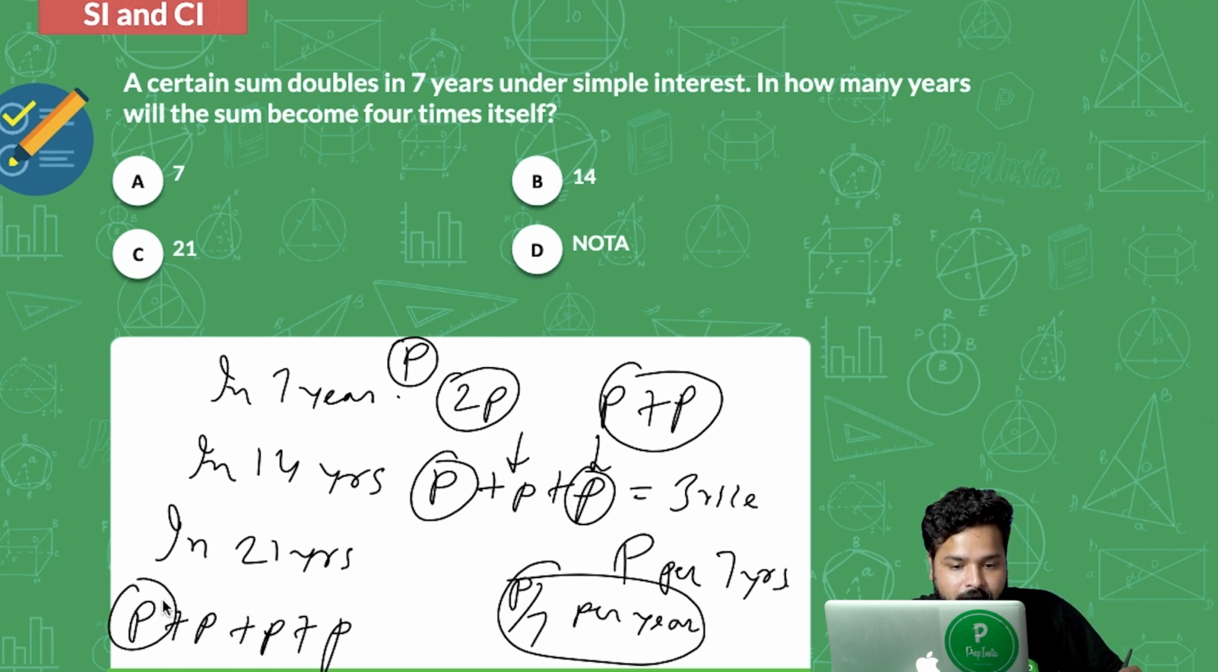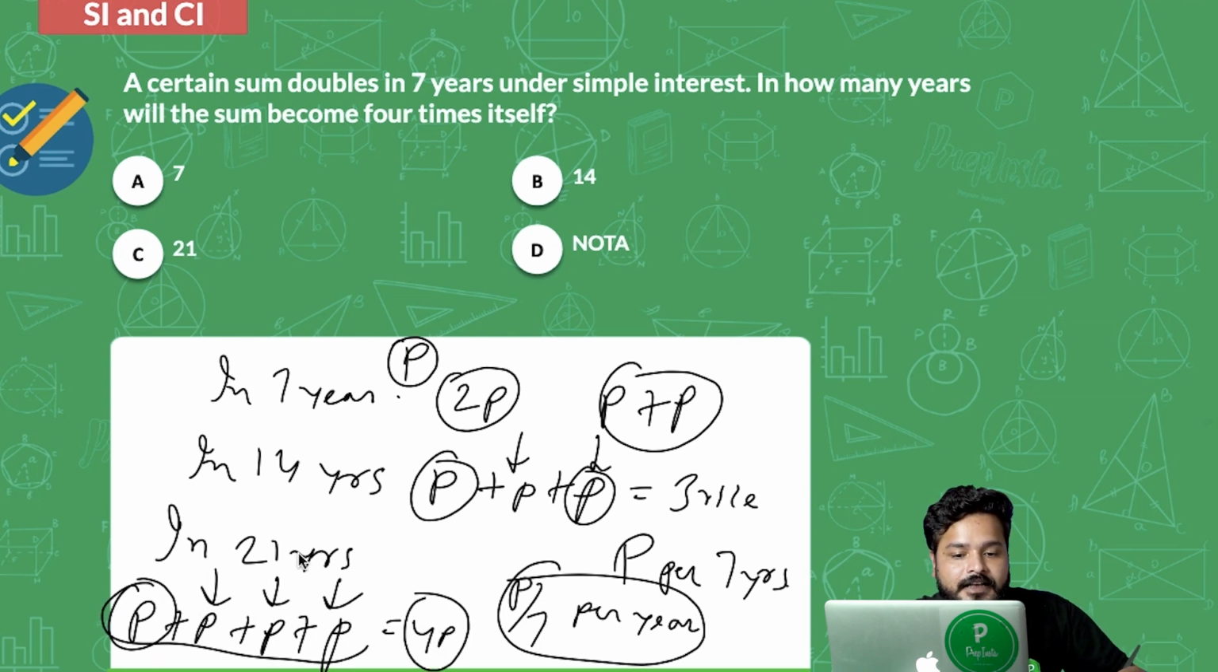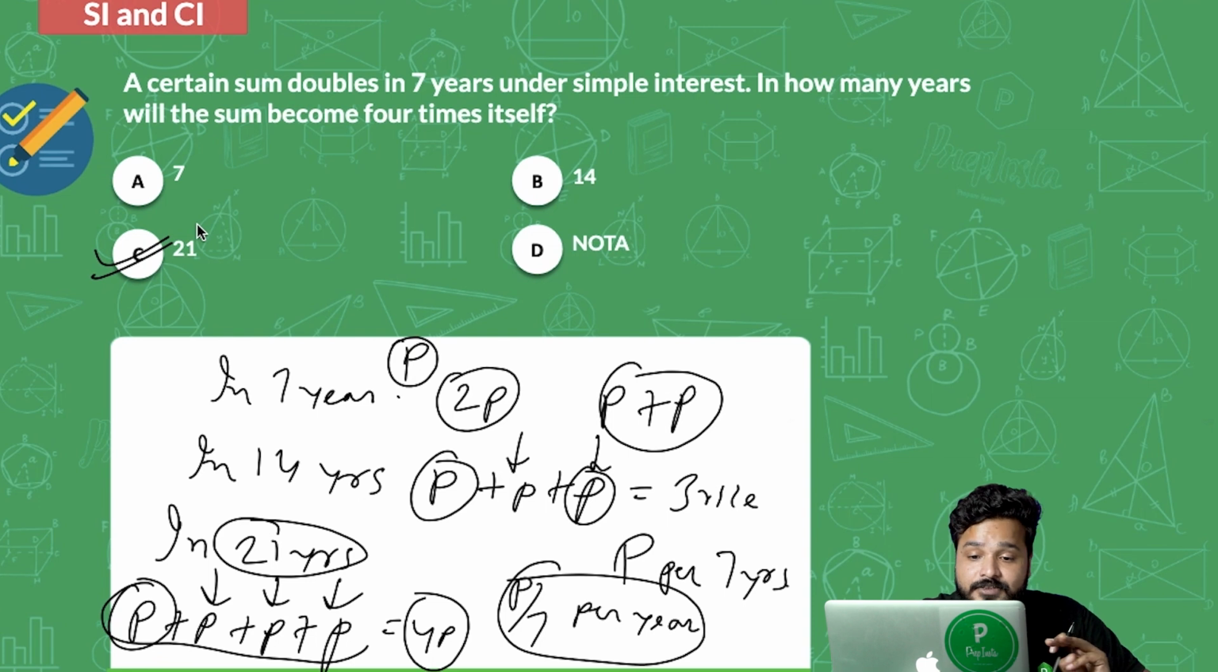This is the principal amount. This is the interest in the first 7 years. This is the interest in the second 7 years. And this is the interest in the third 7 years. So it becomes 4P. So that means in 21 years, it is getting quadruple, or 4 times. Right? So the answer is 21.